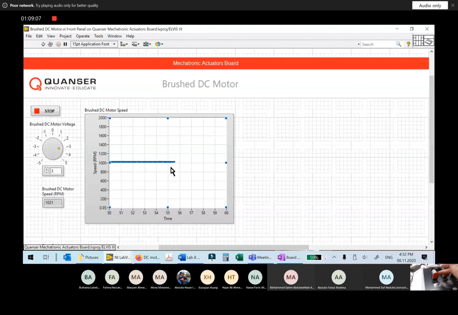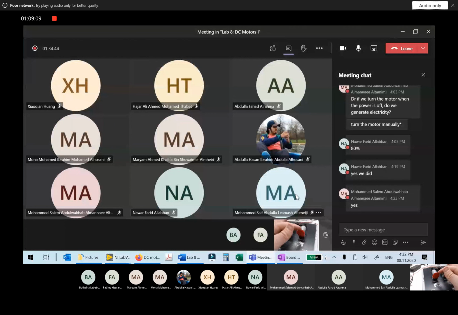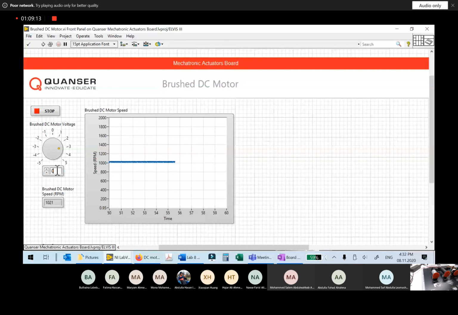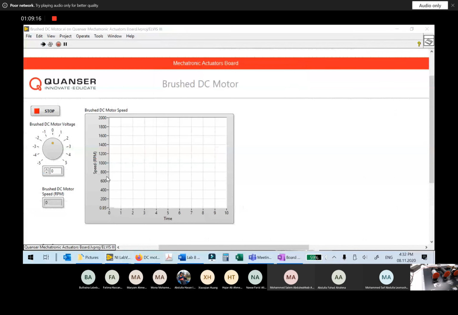Okay, so this is my DC motor, and now it's not moving. I stopped the VI. Okay, so I'll start the VI like this.